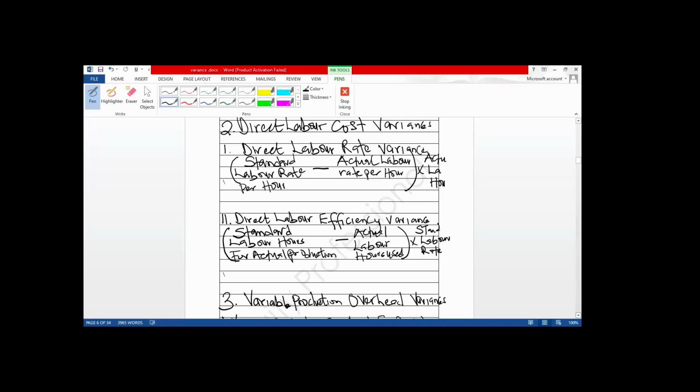Your direct labor efficiency variance occurs where actual labor hours used is different from budgeted labor hours. This is used to measure efficiency. One hour to produce a product, that is the standard. You now use 2 hours. You now compare standard hour 1, actual hour 2. That means the employee is not efficient.